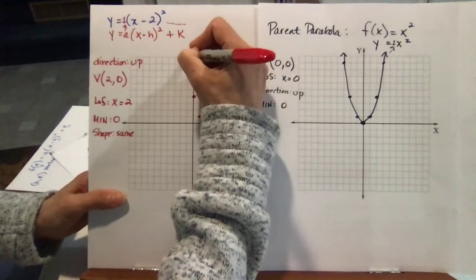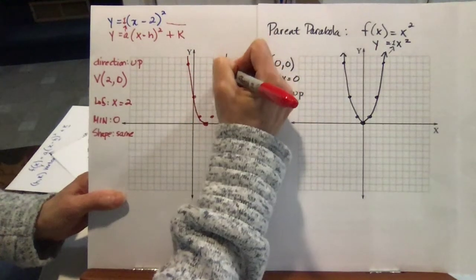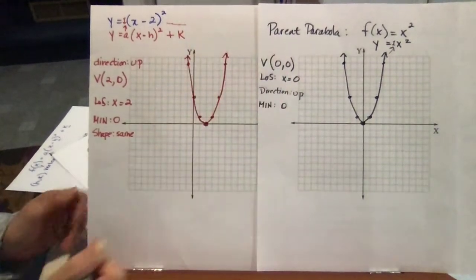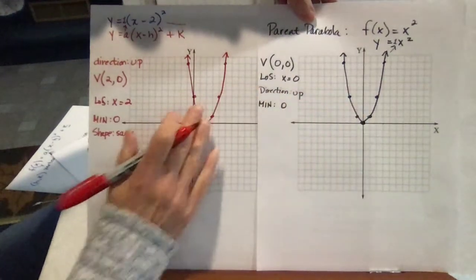And then draw yourself a nice parabola. Okay, remember to curve it. And there you go. And that's our parabola. Okay, and it has the same shape as the parent, it just moved.